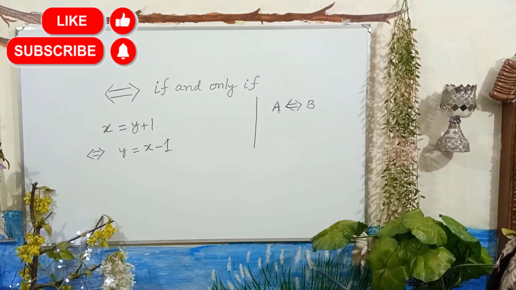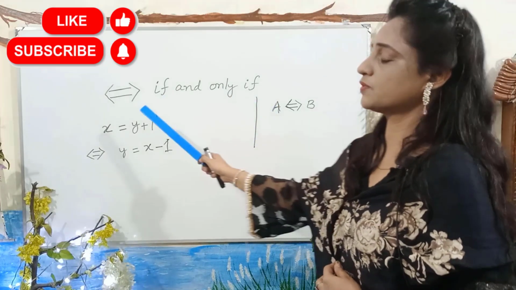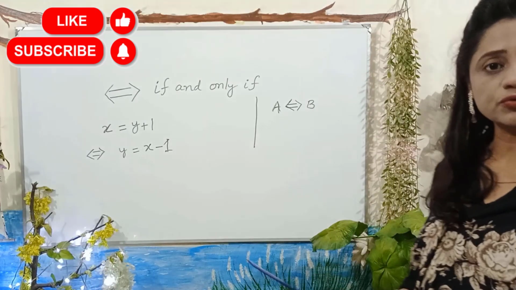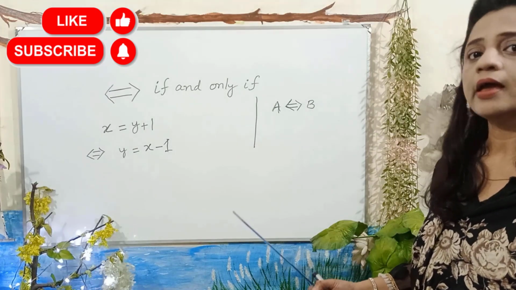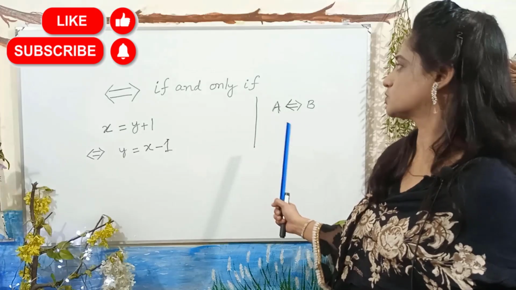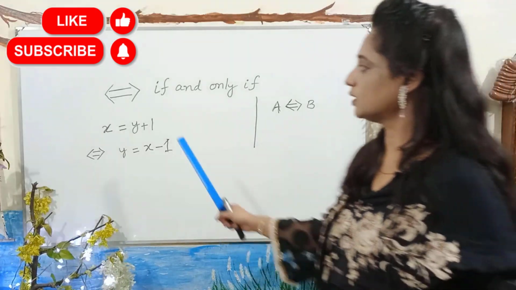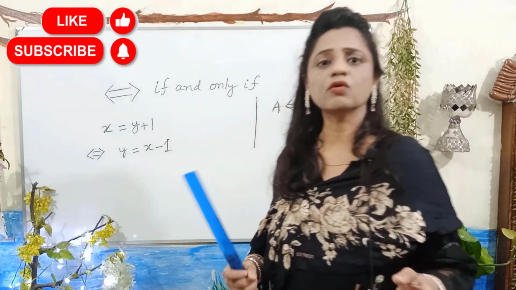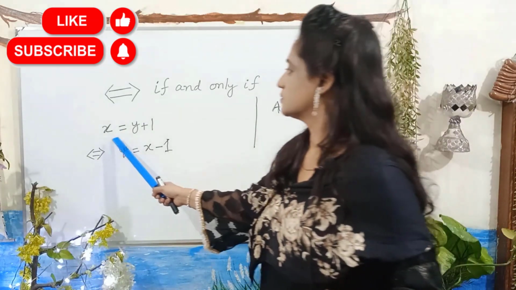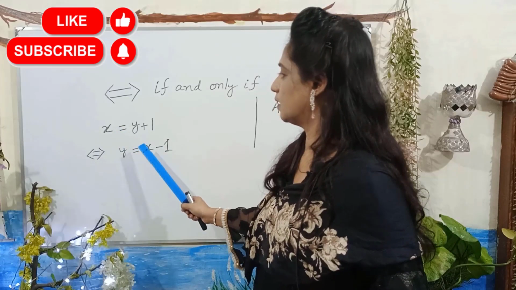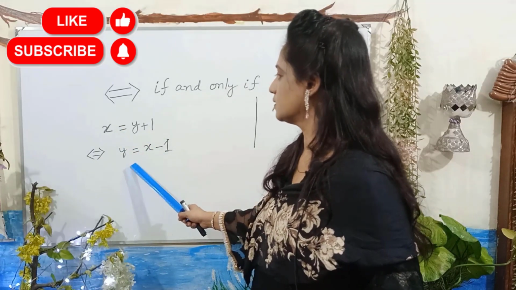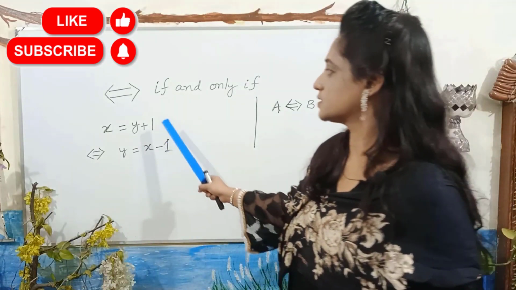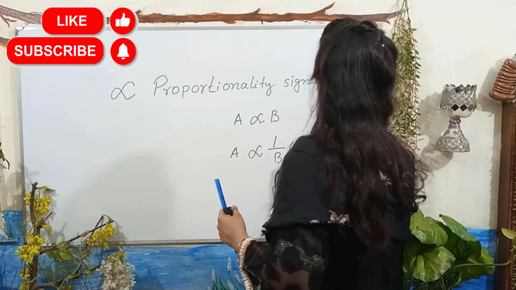So this one is the if and only if sign. It means if A is true, then B is also true. And if A is false, B is also false. For example, x is A and y is B. So if we guess the value of x is suppose 3, then what is the value of y? 3 minus 1, that is 2. So if x is 3, y is 2.